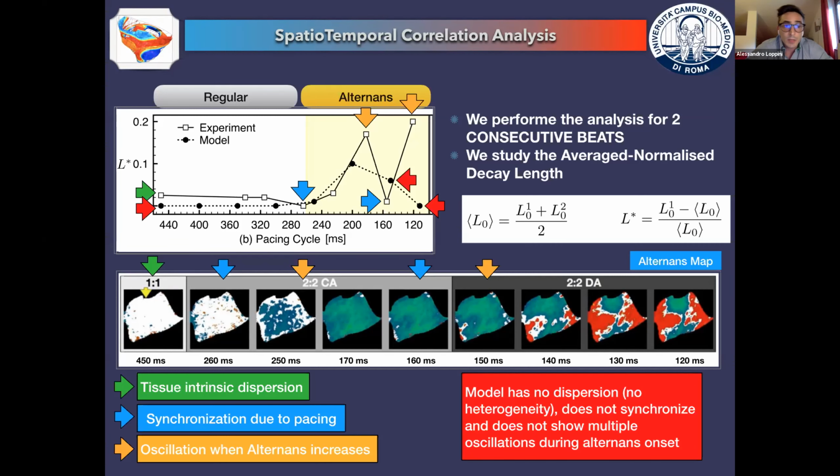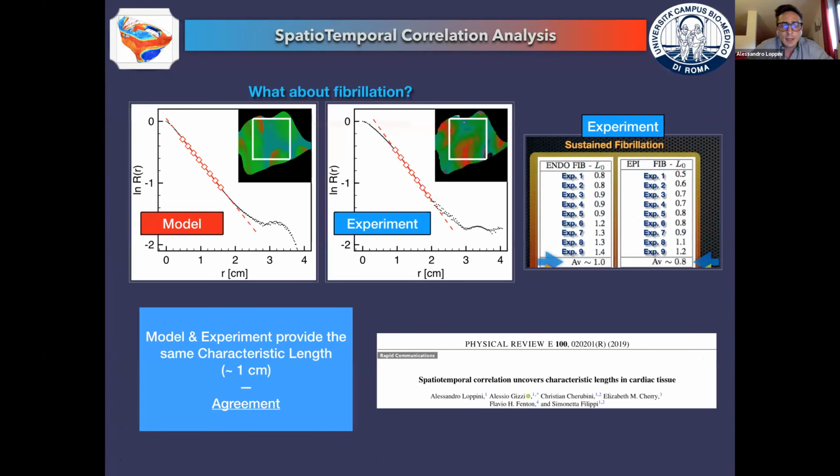Notably, this kind of behavior is not recovered by the model. The different value at high pacing cycle of the characteristic length, different from zero, is not recovered because the model cannot reproduce the intrinsic tissue dispersion, and also the oscillations are not recovered by the model. And this can be due to some missing ingredients, some ingredients which are not included in the model, such as the memory effect and probably some other detailed biophysical mechanism.